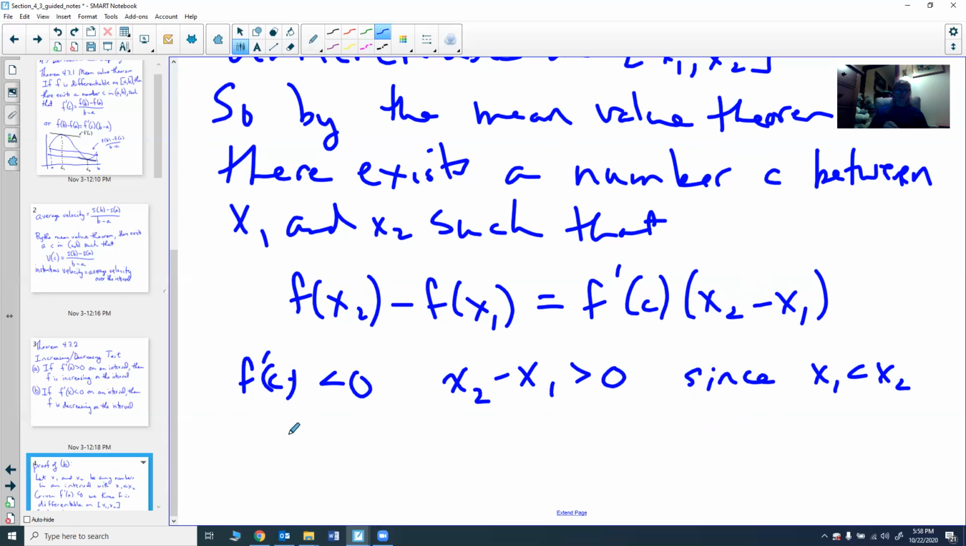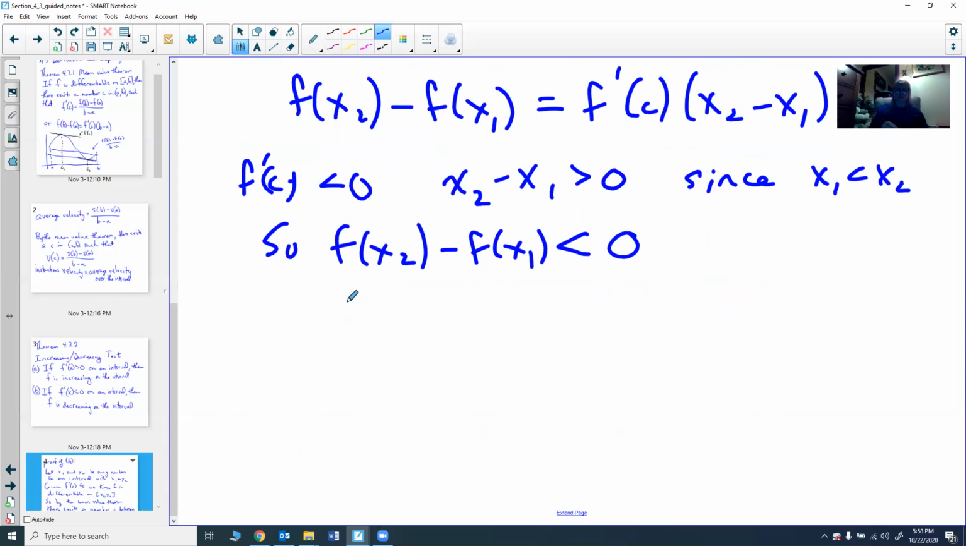So that means that f of x2 minus f of x1: if the derivative is negative and x2 minus x1 is positive, we have a negative times a positive, so this is negative. That means that f of x2 must be less than f of x1. Well, if f of x2 is less than f of x1, by definition, f is decreasing.